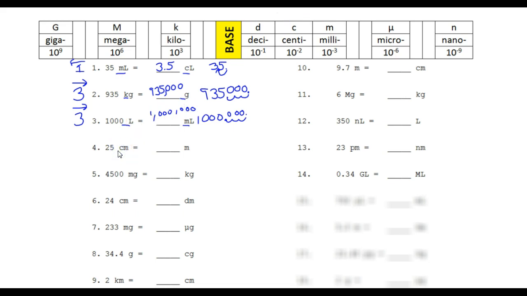Next up, going from centi to base. Centi to base is going to be 1, 2 to the left. So 25, I'm going to move that 1, 2. That's going to become 0.25 meters.